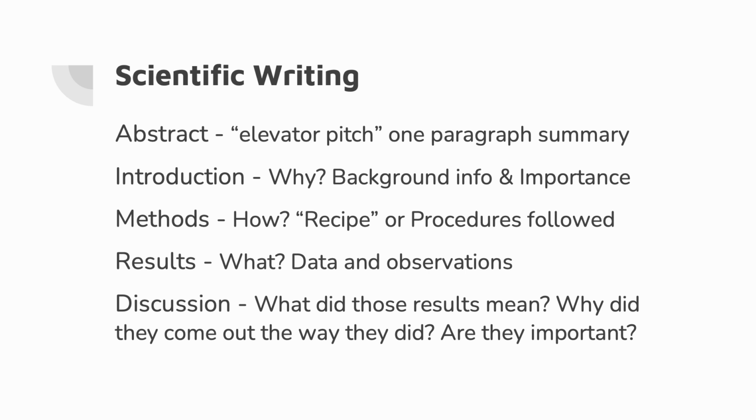What did they mean? Why did they come out the way they did? Errors, methods, did something go wrong? Was it a reagent? Was it user error? Was it what's going on there? And why is it important? How does this relate back to the real world or back to your hypothesis or back to the question? How is this important? And finally, a references section.